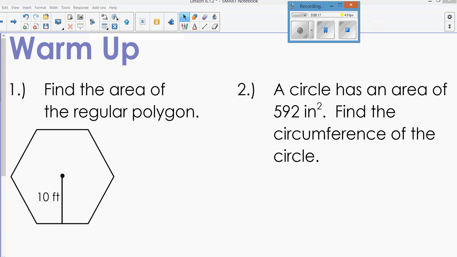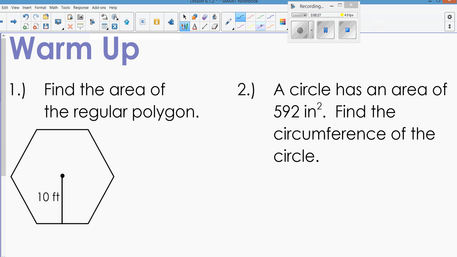So this isn't printed up anywhere for this warm-up, so I thought I would just go through it and you could just kind of listen as a review of how to find area of a regular polygon. Sorry that I have not much of a voice. So remember that the area of a regular polygon is 1/2 apothem times perimeter. So when I look at my regular hexagon over here, I actually have the apothem already. Remember your apothem is your altitude.